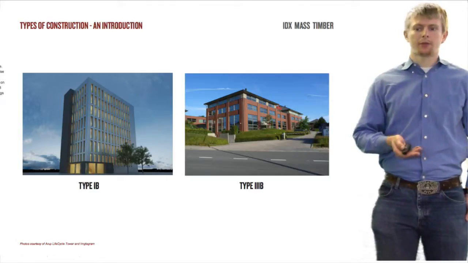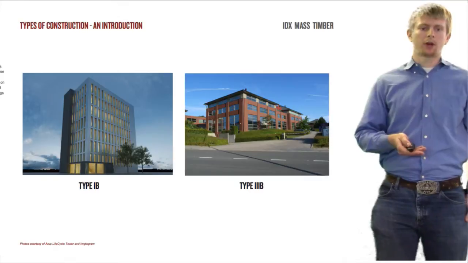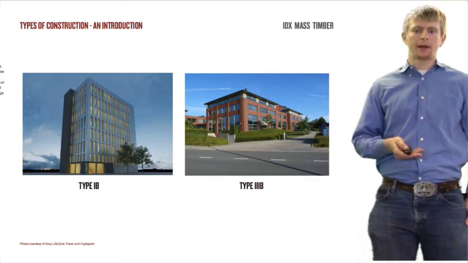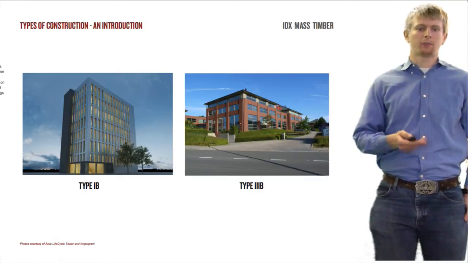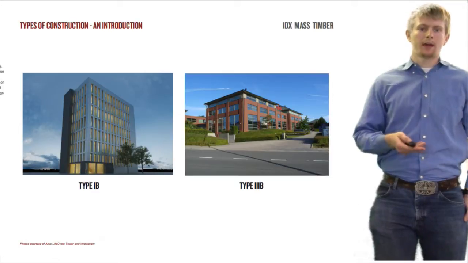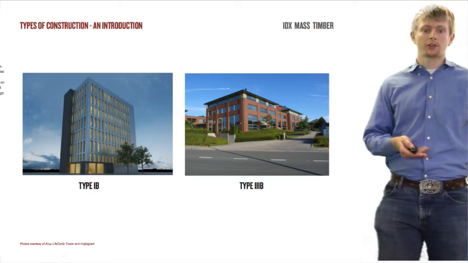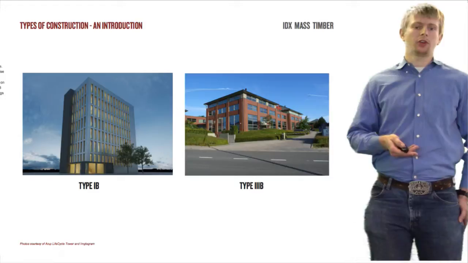On the right we have type 3B. The envelope is required to be non-combustible and have a fire rating. However, the inside is much less restricted, so that makes it a cheaper form of construction. However, you are not allowed to go quite as high.